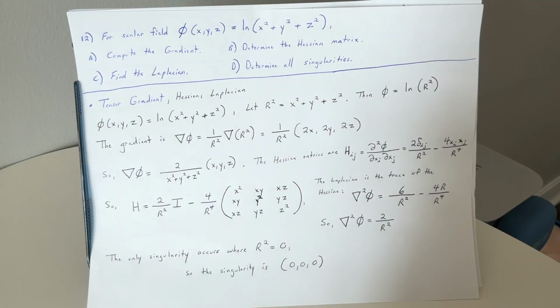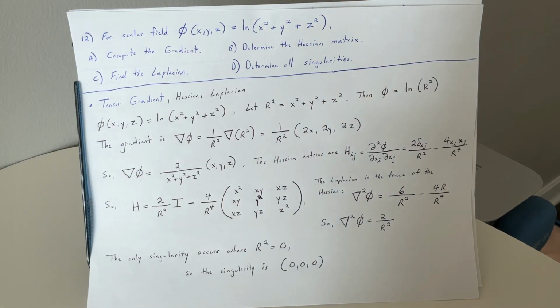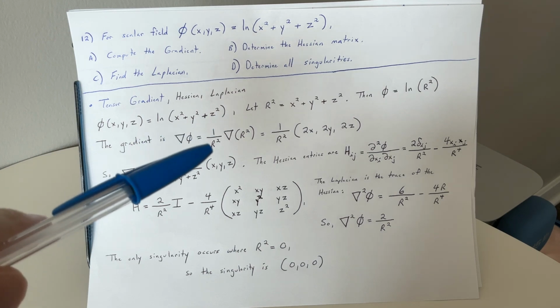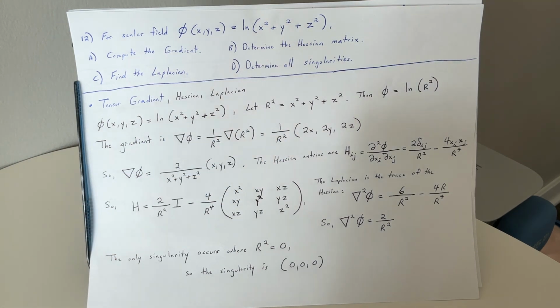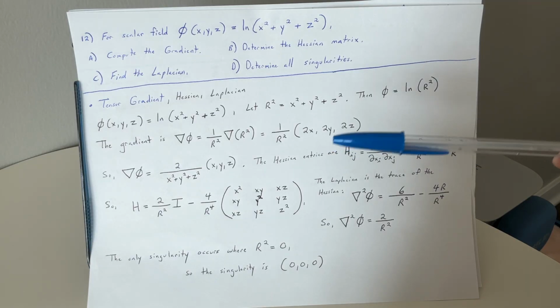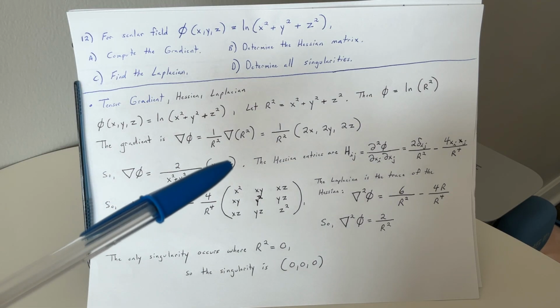So we're going to let r squared equal x squared plus y squared plus z squared. Then phi is ln r squared. So the gradient, del phi, equals 1 over r squared del r squared, which equals 1 over r squared times (2x, 2y, 2z). So del phi equals 2 over the quantity x squared plus y squared plus z squared, times (x, y, z).